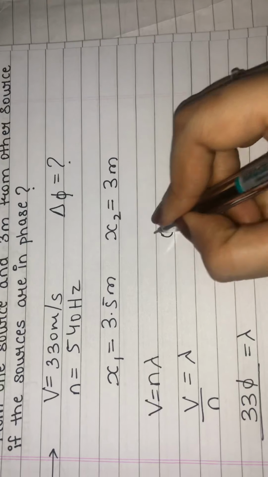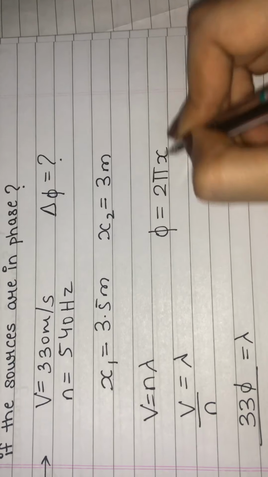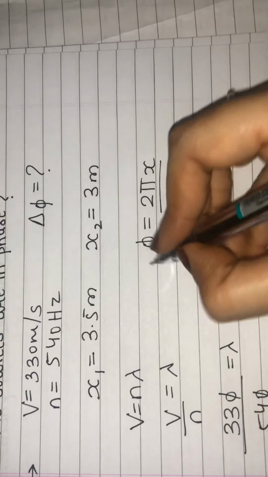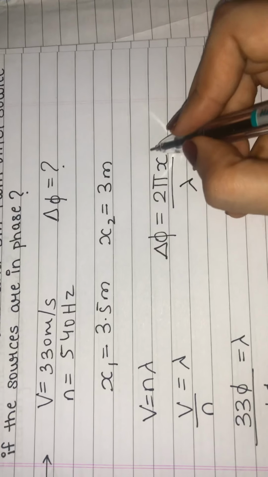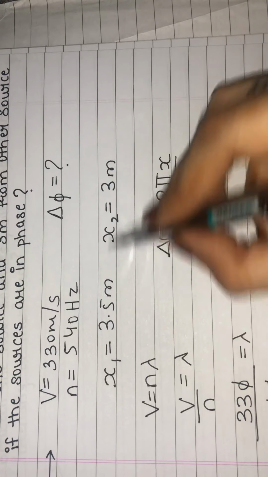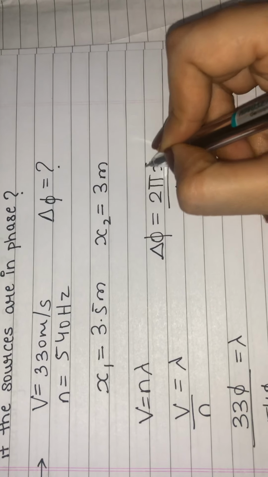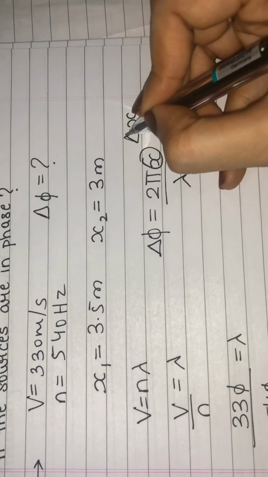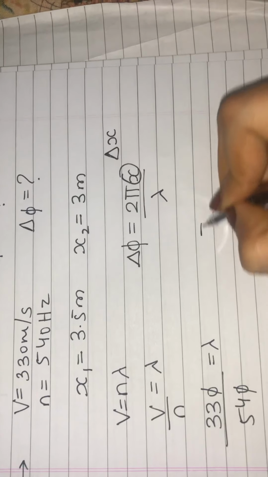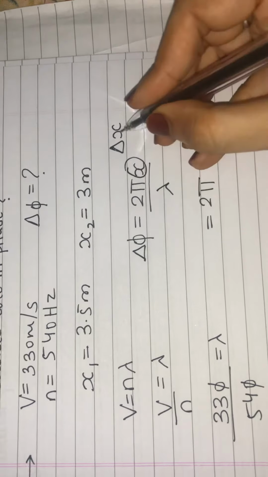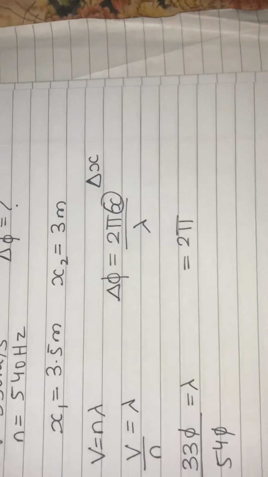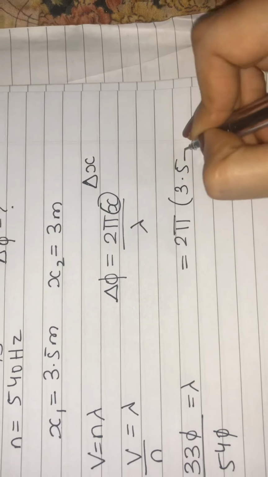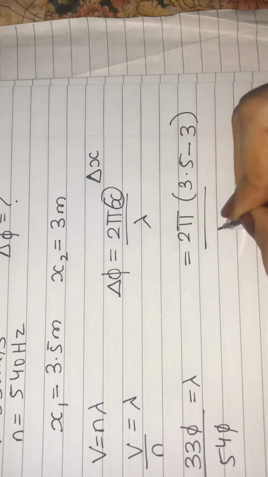Now what is the formula for phase? It is 2 pi x upon lambda. Now here we are talking about phase difference, and the difference in which quantity we have, that is distance. So in place of x, it will be the difference in distance. So it is 2 pi delta x upon lambda. Delta x is the difference, that is 3.5 and 3. We will subtract 3.5 minus 3, upon lambda. Whichever is greater, we subtract the smaller one from the greater one.